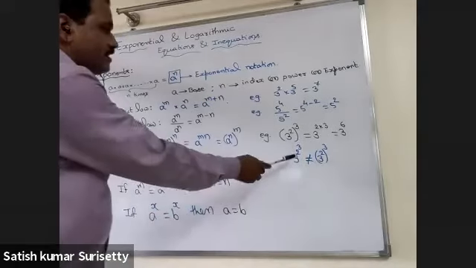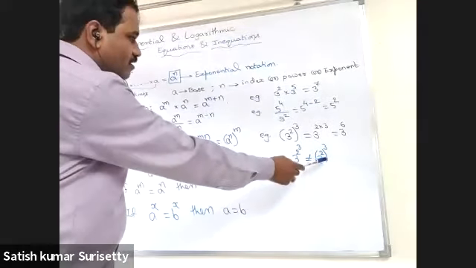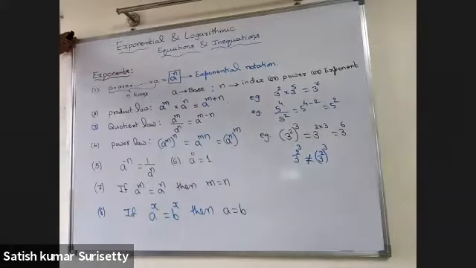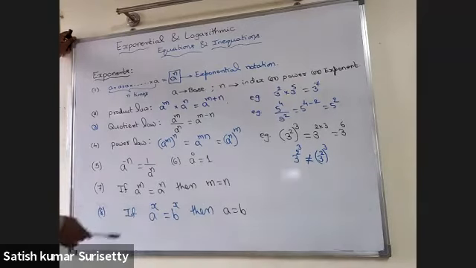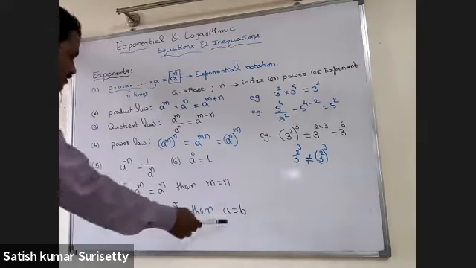The left side will be 3 to the power of 8, whereas the right side will be 3 to the power of 6. Next, a to the power of minus n is the same as 1 upon a power n. Now, in the quotient law, if m equals n, then a to the power of 0 equals 1. Next, if a power m equals a power n, then m equals n. If a to the power of x equals b to the power of x, then a equals b.